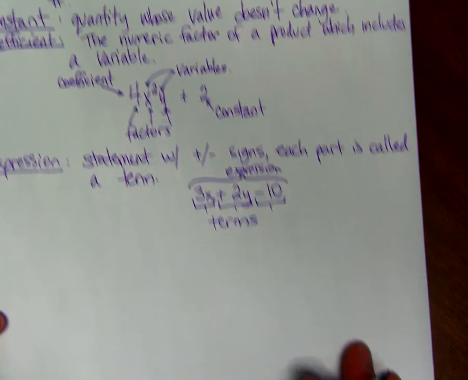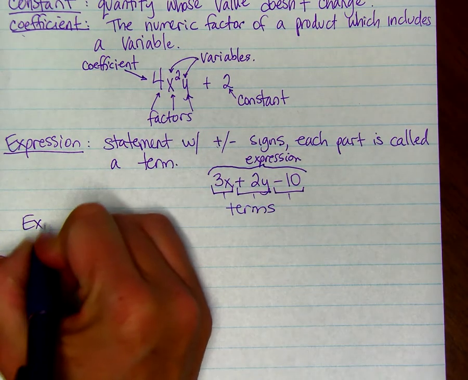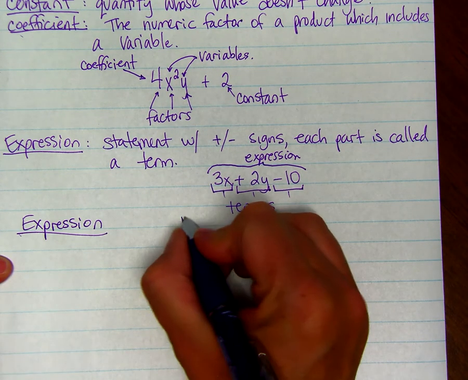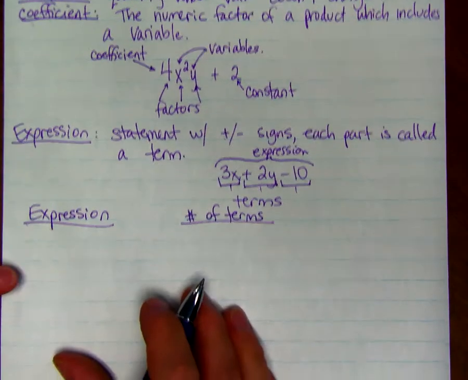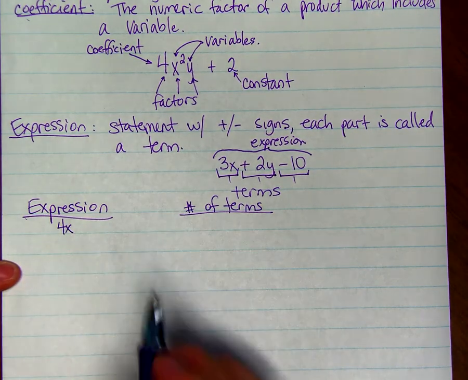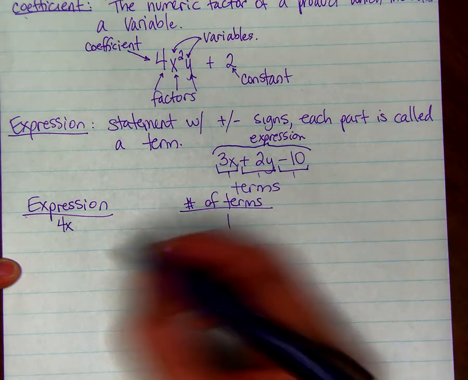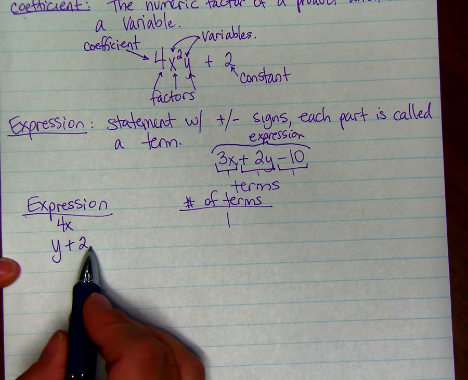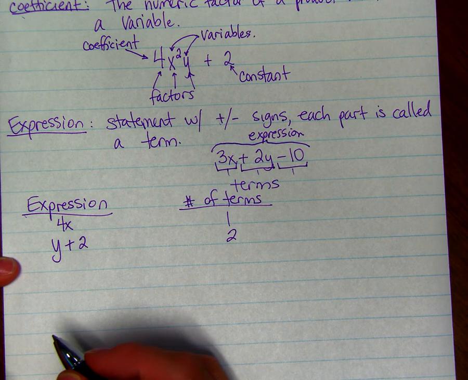So we're going to make a list here of examples of some expressions. Here's our expression. It's going to go below the title here. And then we're going to put the number of terms within that expression. The first one we're going to write is 4x. There's no plus or minus sign, so this is just one term. How about y plus 2? There's a plus sign, so each part counts as a term. So this has 2 terms.